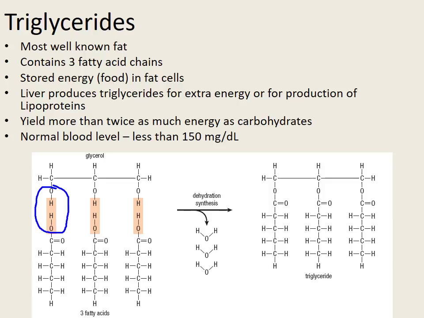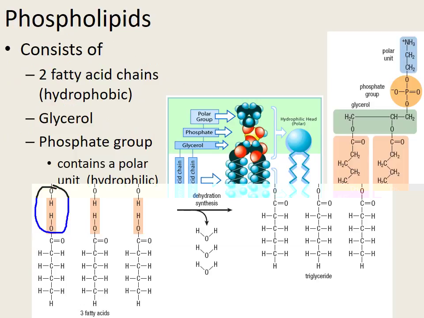But if we eat too much of them, then we store them in our fat cells, or adipose cells. And what could happen, obviously, is we get those love handles, that little belly, because we're eating foods that are high in triglycerides. The liver will also produce triglycerides for extra energy. The cool thing about triglycerides is that they contain more energy than carbohydrates. But we will only be taking a look at glucose for cellular respiration.